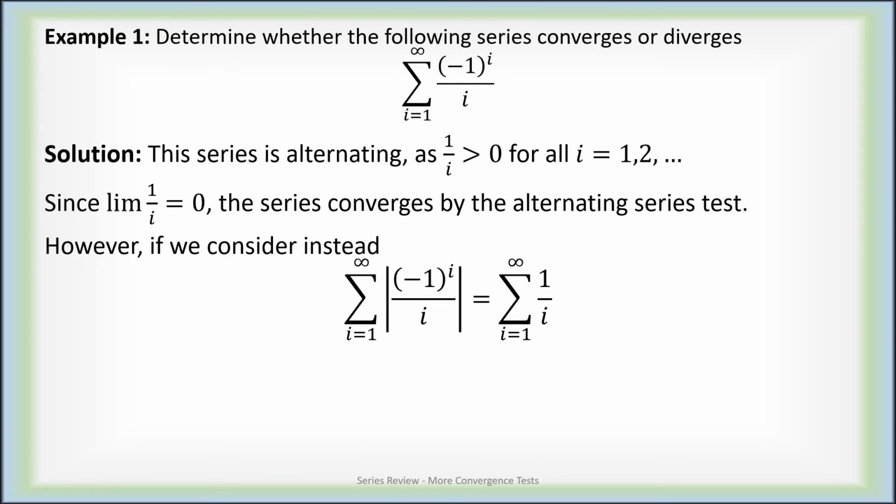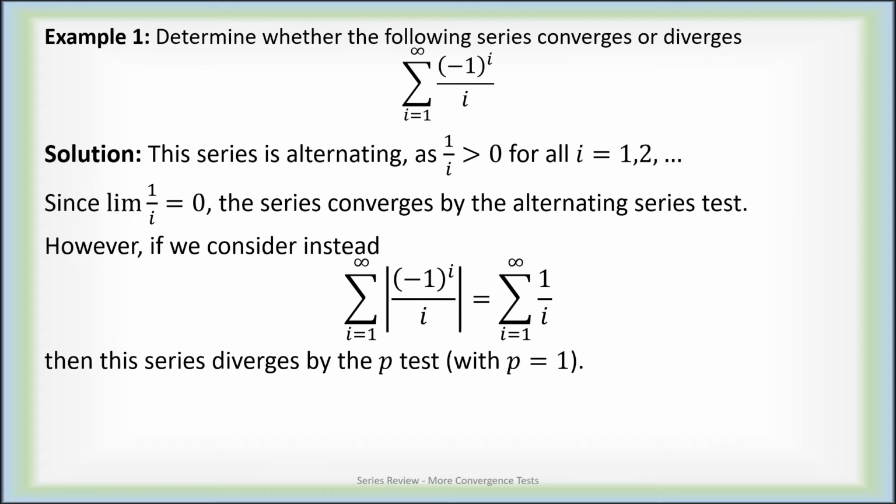However, if we had taken absolute values, then the (-1)^i can be thrown out, and now we have the sum of 1 over i. By the p-test, this is 1 over i to the first. This is also a very special series called the harmonic series, the sum of 1 over i, and that diverges. Therefore, this series does converge, but it does not converge absolutely, and that was what was called converging conditionally.